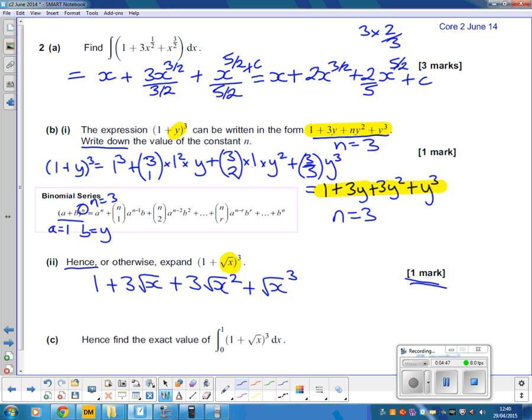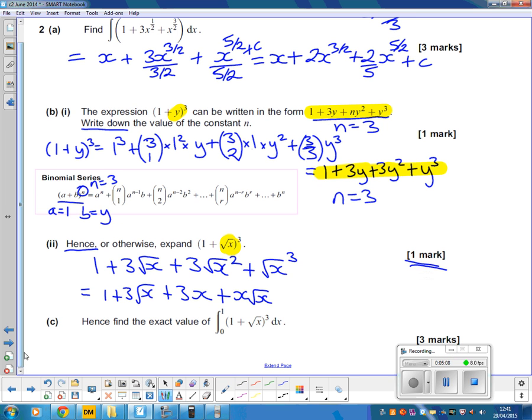Some people did then simplify that, and if you did want to simplify that, that's 1 plus 3 square root x plus 3, so a square root and a square, inverse functions, that's just x. And then lots of people recognise that square root of x cubed is x root x. But that wasn't necessarily for 1 mark, there's only one.